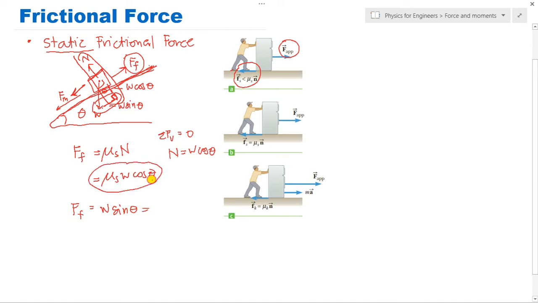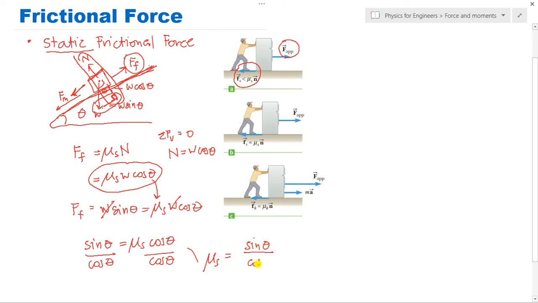We have weight cosine of theta, adding both equations. Since both equations have weight, it cancels. What's left is sine theta equals 0.5 times cosine of theta. So we have mu s is equal to sine theta all over cosine theta.